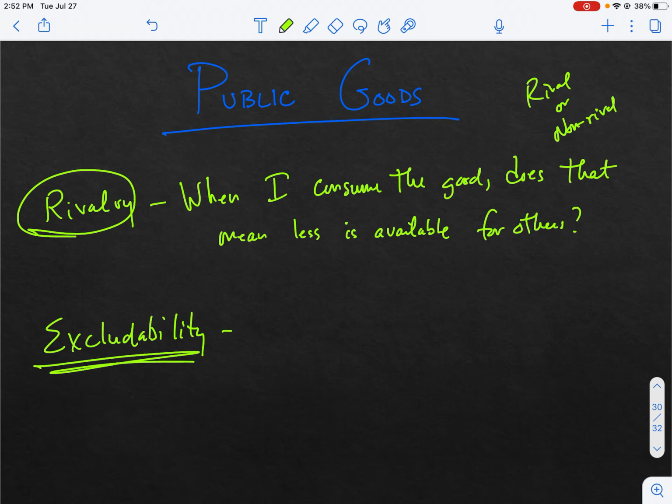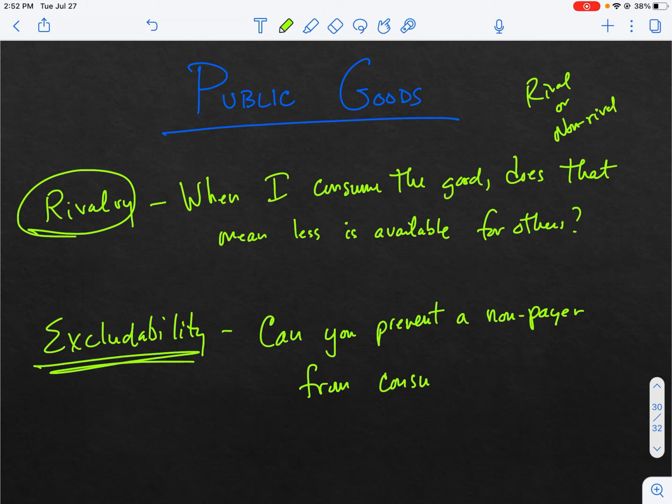Similarly, with excludability, we want to ask the question: is a good excludable or non-excludable? To figure that out, you say, can you prevent a non-payer from consuming? So, grocery stores are really good at this, right? They sell goods that are excludable. If you don't pay for it, then you're not entitled to have it.